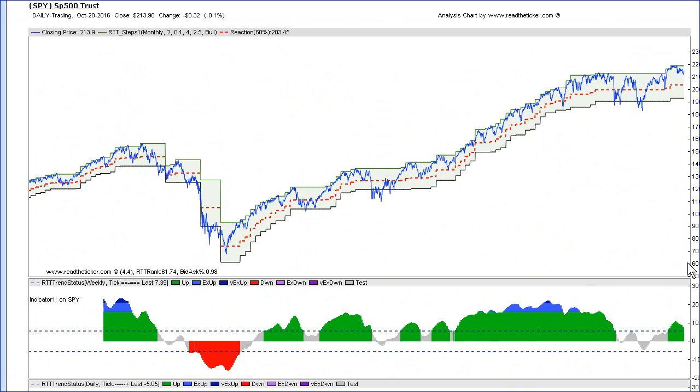What's important for an uptrend: if the RTT trend status is above the upper dotted blue line, that's +6, you have to give way and say the trend is very strong. If the trend falls into between the 0 and the +6, we have a rather serious correction on, and we must use our Wyckoff logic and price analysis to determine where the strength is coming back in the market.